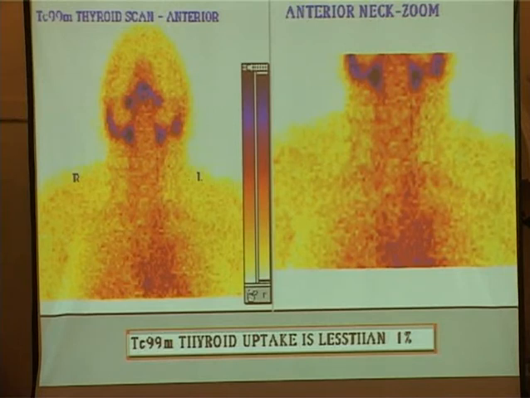Sorry. Ultrasound scan should not be done. Commercially, unfortunately, most of our people are getting an ultrasound scan, which is the most unfortunate thing to happen.